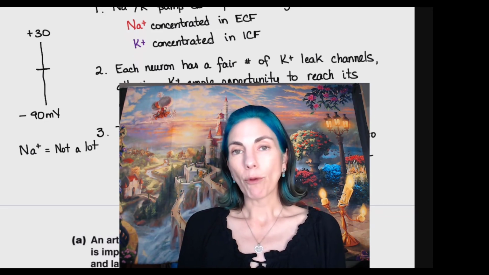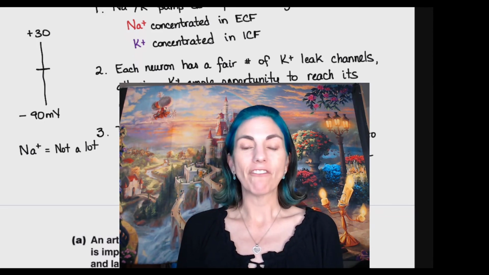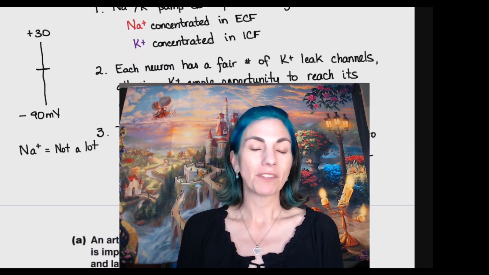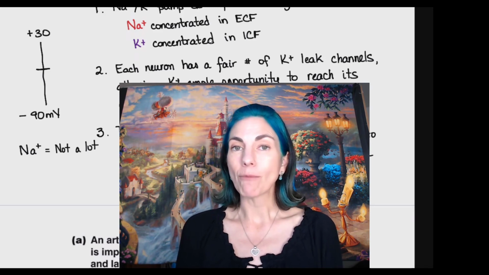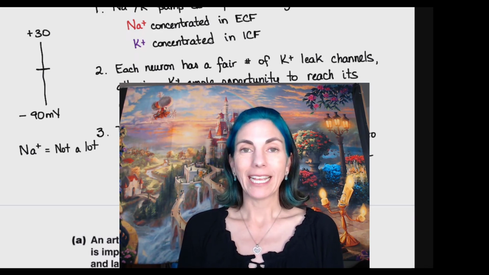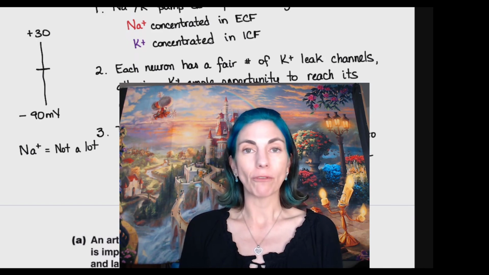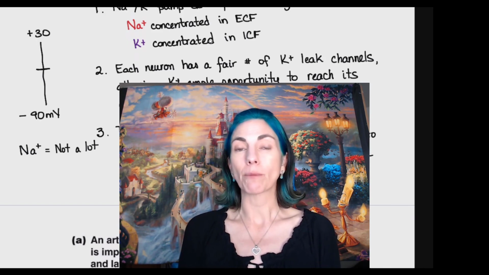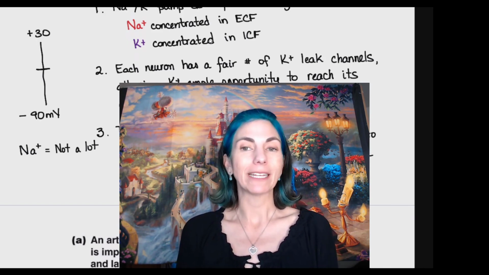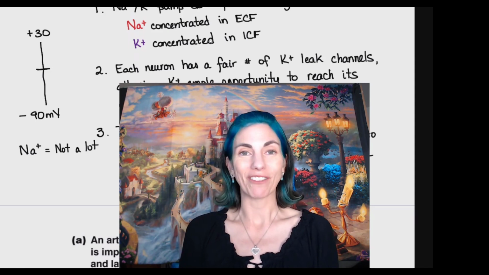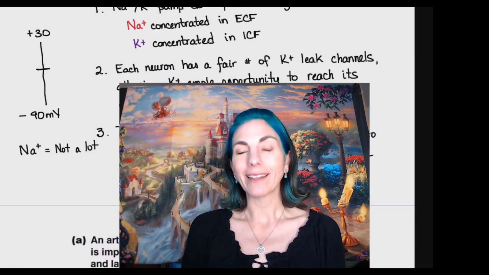The resting membrane potential of a neuron is in fact minus 70 millivolts. Not all cells have the same resting membrane potential. In the human body, you can change the resting membrane potential by changing the proportion of potassium and sodium leak channels respectively. That's where we're going to end this lecture.